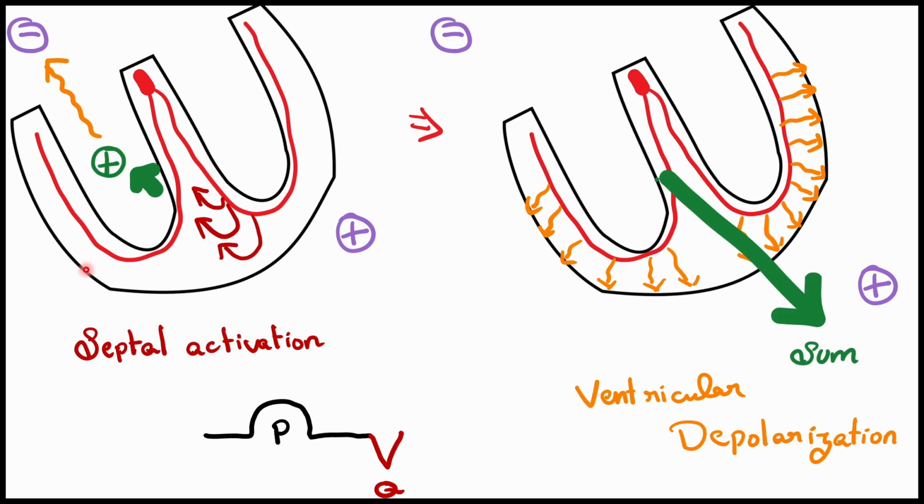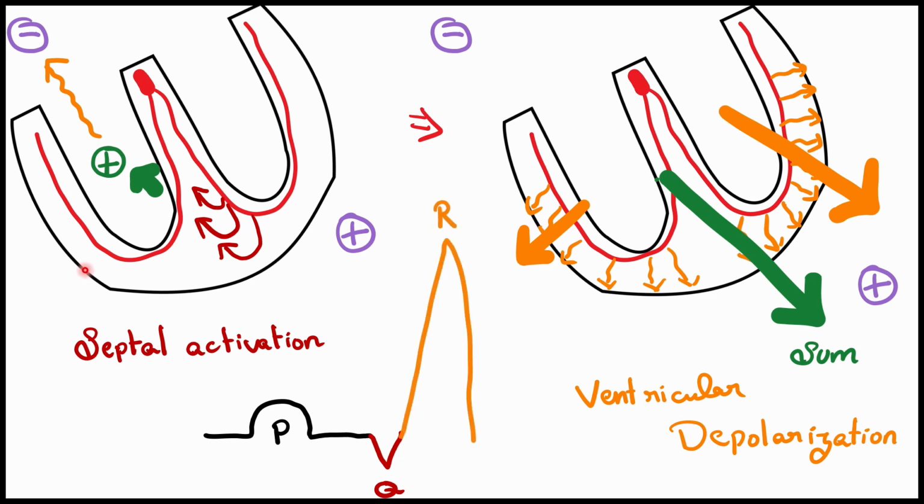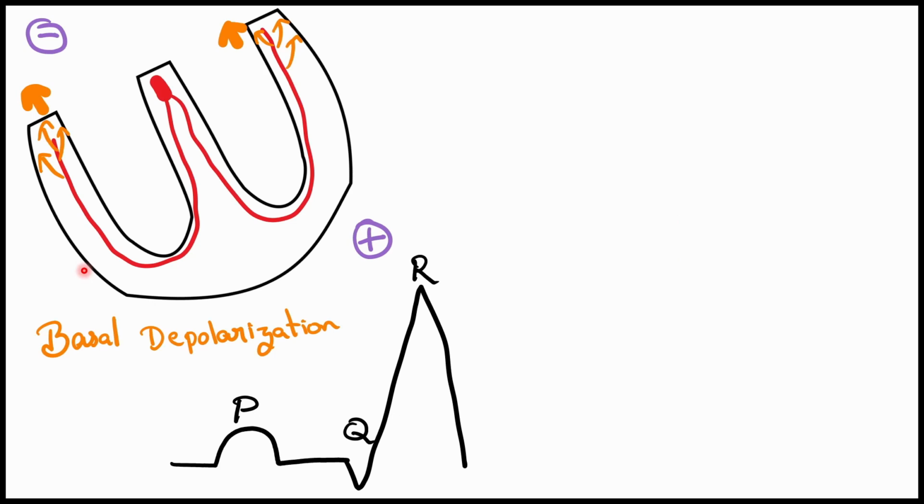Because left ventricle impulses are more dominant. You all know the reason: because the left ventricle needs more power. So we see R wave. In the next few milliseconds, basal depolarization occurs. So the mean vector will be on the right and upward.